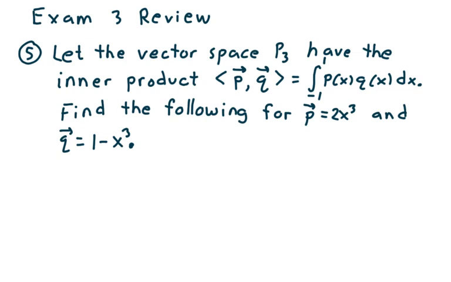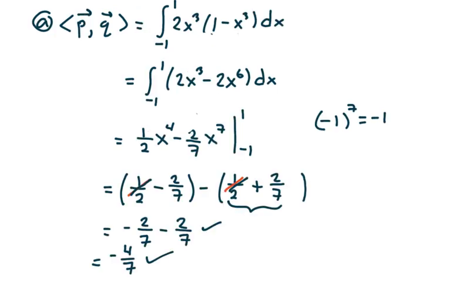Let the vector space P3 have the inner product, and it's the inner product of P and Q is the integral from -1 to 1 of P of x times Q of x dx. Find the following for P equal to 2x cubed and Q equal to 1 minus x cubed.